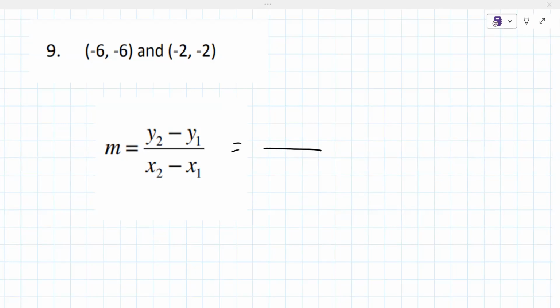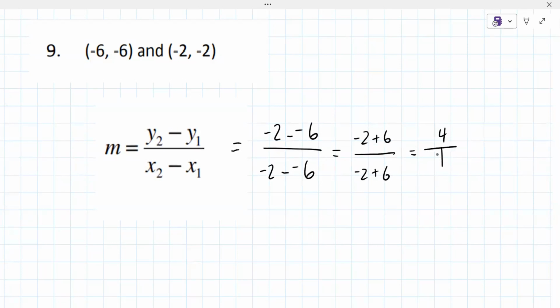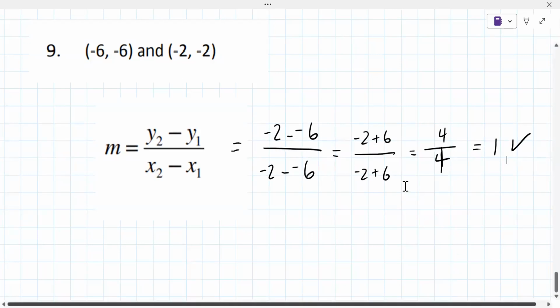Would it just end up being 1? Let's take a look here. That does sound right. -2 minus a -6 over -2 minus a -6 becomes -2 plus 6 over -2 plus 6, which is 4 divided by 4, which is 1. Oh, I got 8/8, but it still made it out to the same thing.